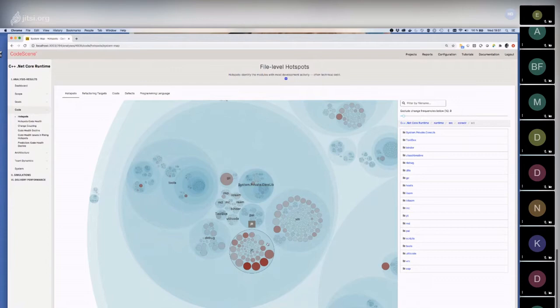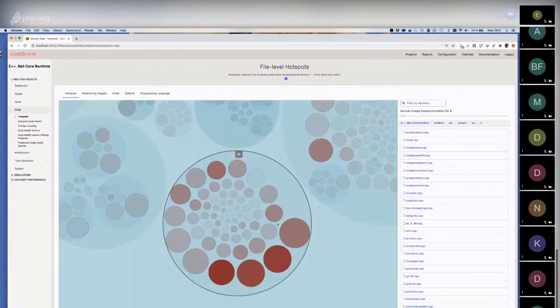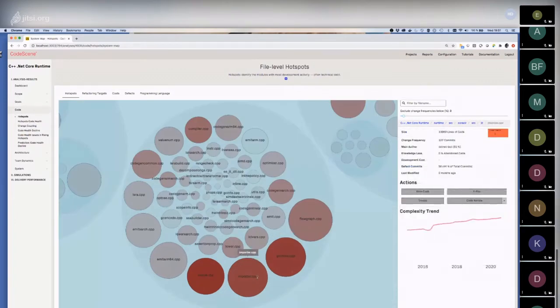Now I'm going to get back to .NET Core very, very soon. Before I do that, I want to show you what might be a limitation of the hotspot analysis. So let's get back to my slide deck so I can show you something else.